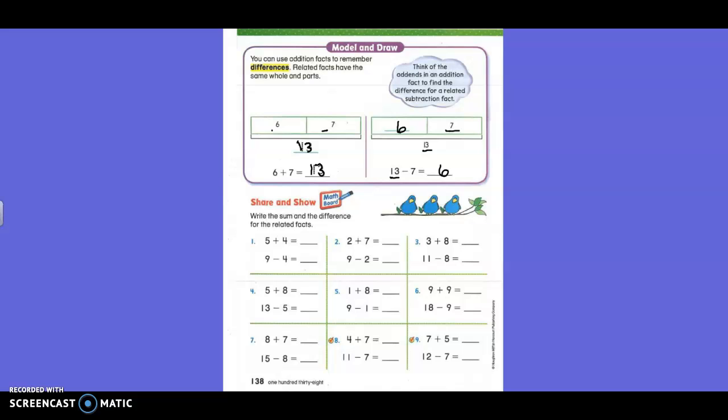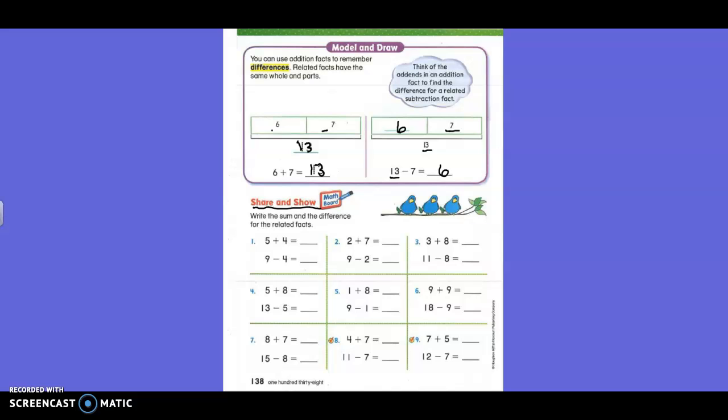How are they related, those two problems? How are they related, Sharon? They have the same number. They have all the 3 same numbers. Very good. That is what is going to happen today on your share and show. Okay? You're going to do number 1. Let's do number 1 together.